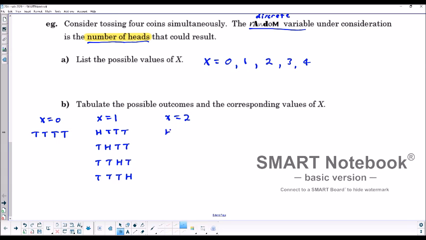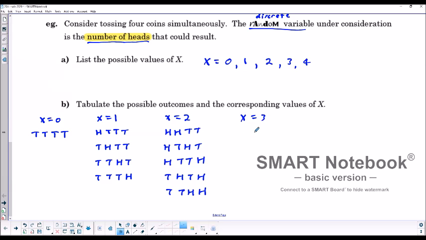When x equals two, then of course we could have head, head, tail, tail, head, tail, head, tail, head, tail, tail, head. And then it could be tail, head, tail, head, tail, tail, head, head. Okay, so those are all the outcomes when x equals two, when there's two heads that get tossed.